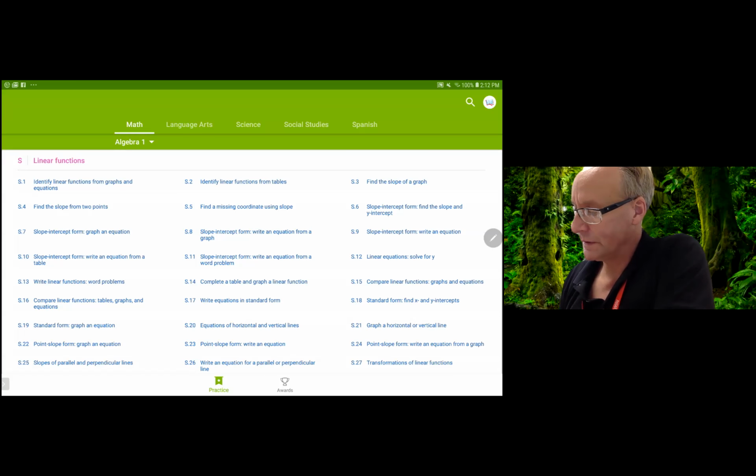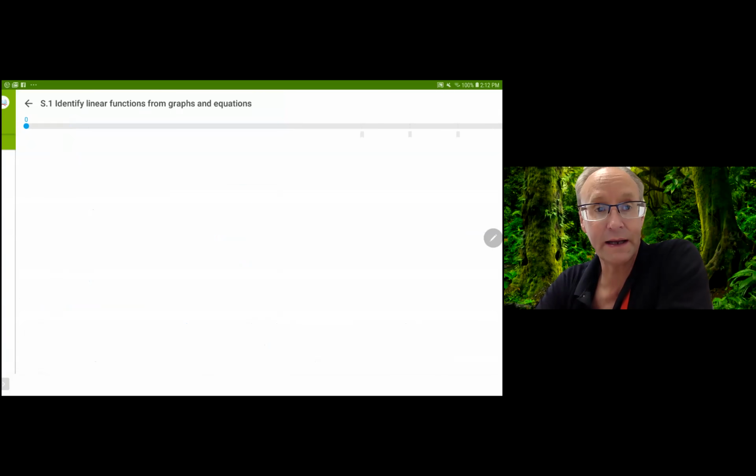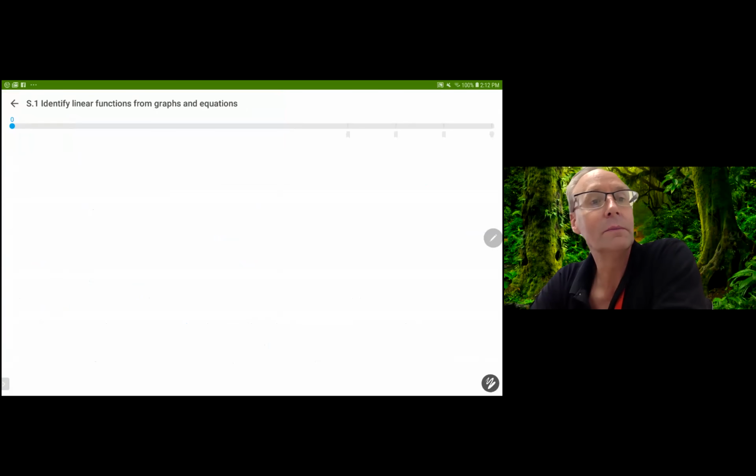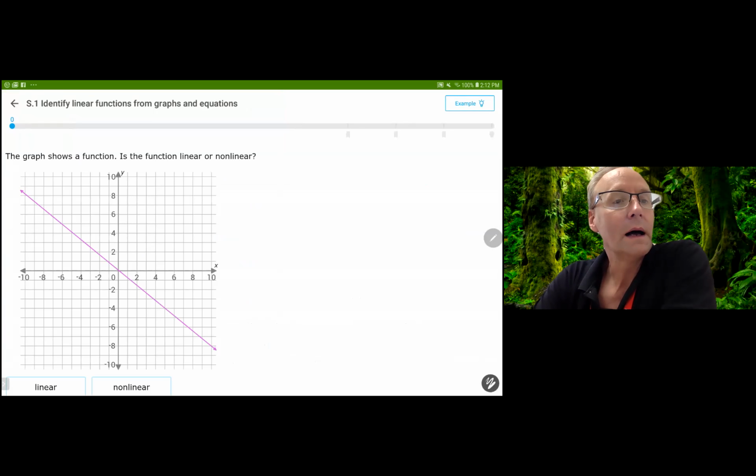So I'm going to start with S1, the very first one. I have not done it yet. I haven't previewed it. I don't know exactly what they're going to look for, but here we go. The graph shows a function. Is the function linear or nonlinear? Well, it looks like a line to me.